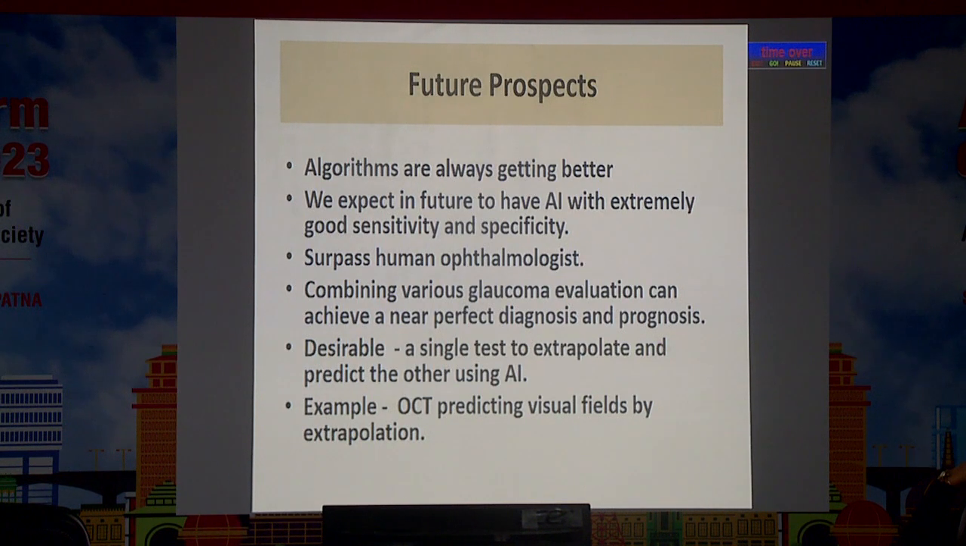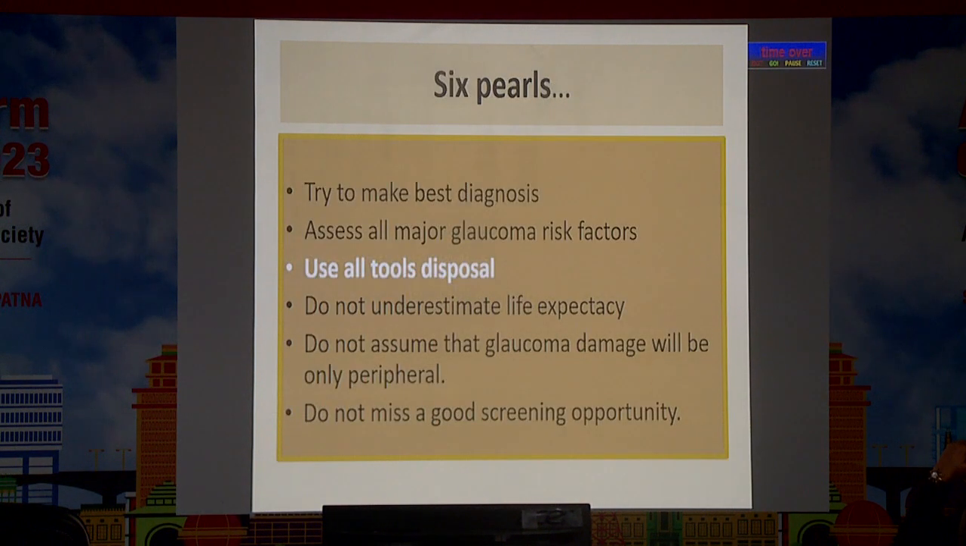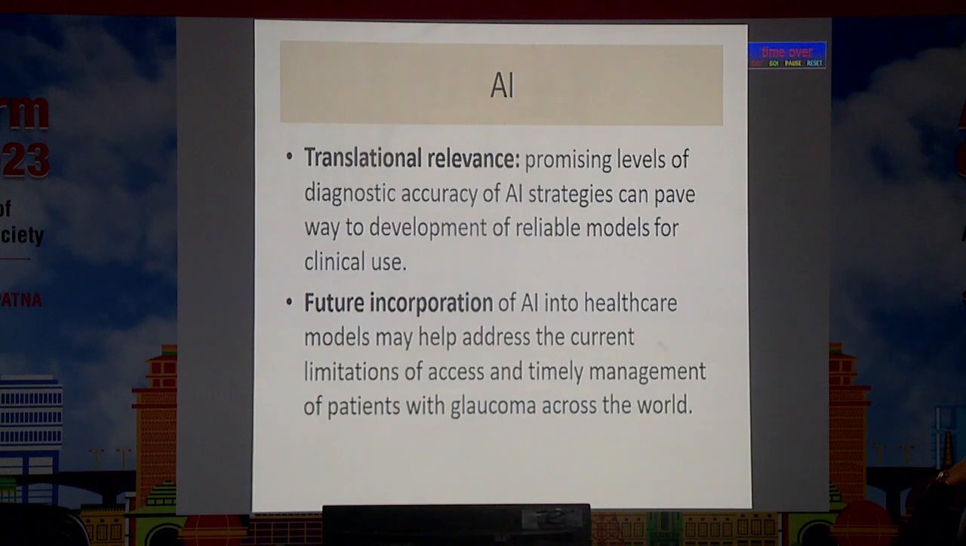For example, predicting visual field by extrapolation from OCT. So these are the 6 pearls which we have to keep in mind. And the future incorporation of artificial intelligence into healthcare models may help address the current limitation of access to timely management of patients with glaucoma all across the world.